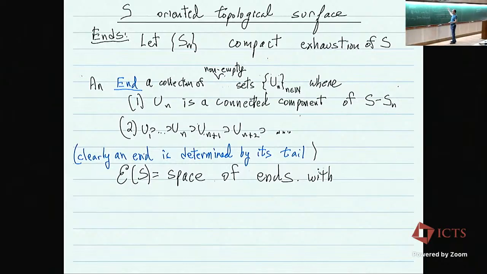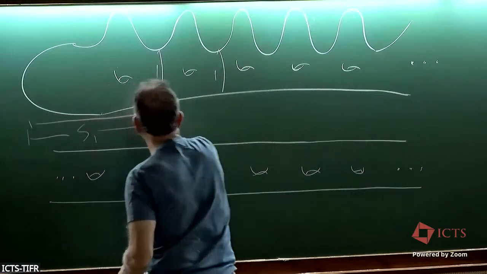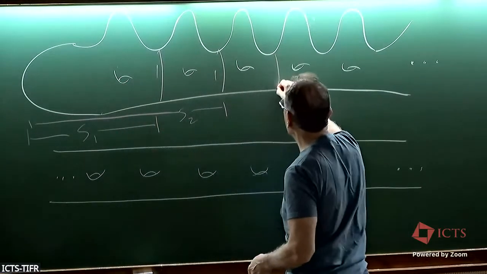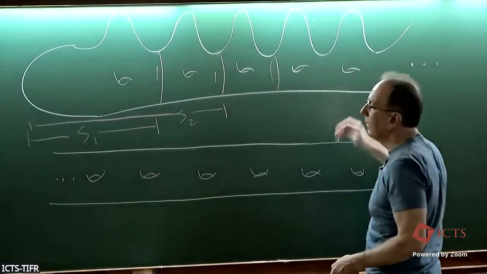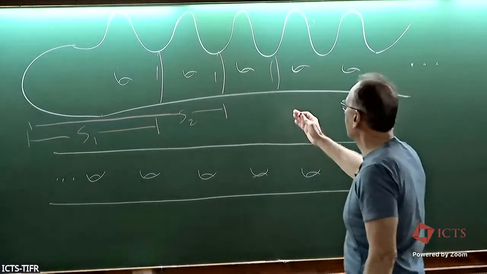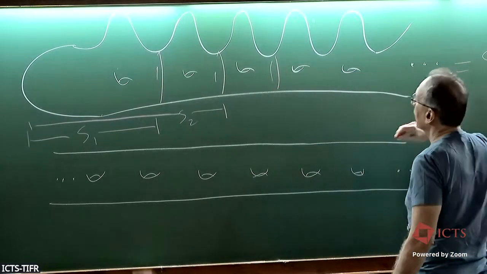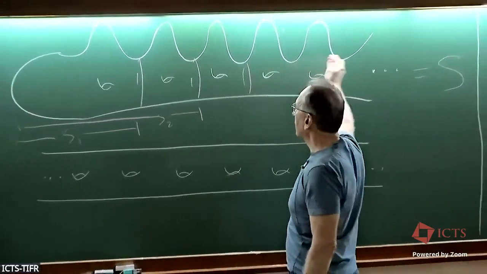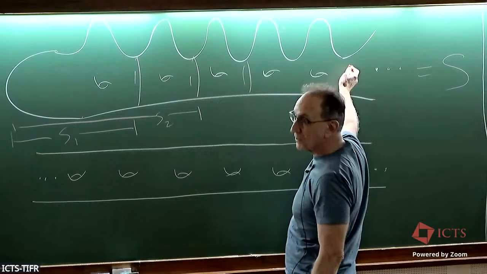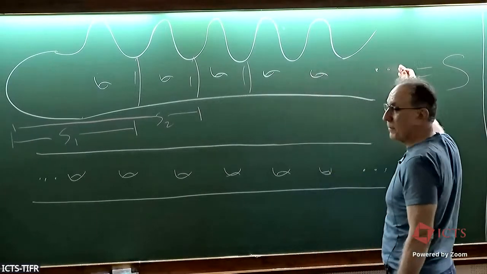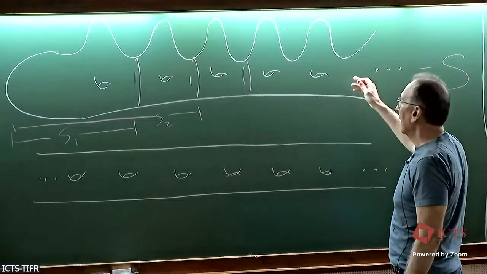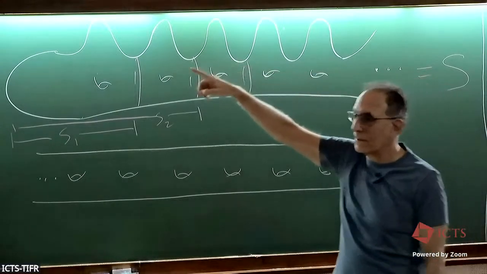This is the Loch Ness Monster. So the compact exhaustion, let's have this be S1, and then this one is S2, and then so on. Up to here is S3, and so on. Now in this case, if you take S, and you take away Sn, you have this open set, okay? There's only one connected component, and then they're going to be naturally nested. There's only one connected component, and therefore, there's one end here. Okay, so that's one example.